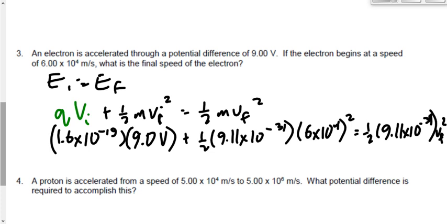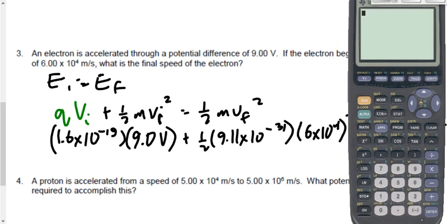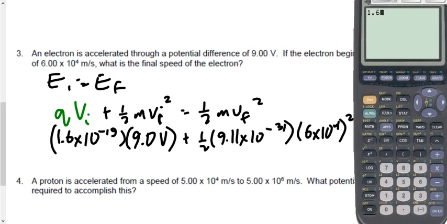All right, now follow along here on the calculator. Let's get the left-hand side. We're going to say 1.6 times 10 to the minus 19 times 9. I'm going to press equals, and I'm going to add to that inside brackets my 0.5 times 9.11 times 10 to the minus 31 times 6 times 10 to the 4. If I do the EE thing for 6 times 10 to the 4, then I can just hit squared right after it without an extra set of brackets in there. Okay, let's close that bracket off. There's my left-hand side.